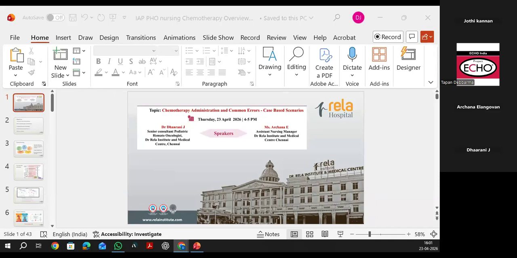So this month we are going to discuss an important topic, which is chemotherapy administration, the safe practices and common errors. And we thought of having an interactive session with a case-based scenario after relevant theory.